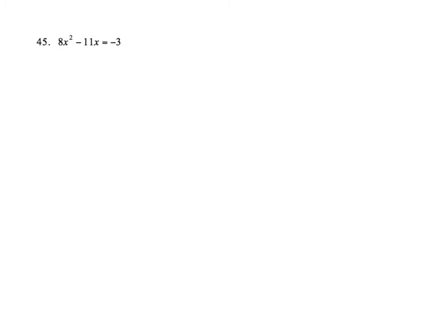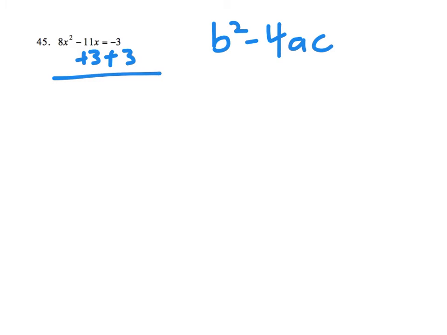All right, your next one, number 45, we have 8x squared minus 11x equals -3. Again, we're going to plug it into the same formula, b squared minus 4ac. But in order to do that, I need to have all of the things on the same side. So I'm going to start by adding 3 to both sides. When I do that, we have 8x squared minus 11x plus 3 equals 0.